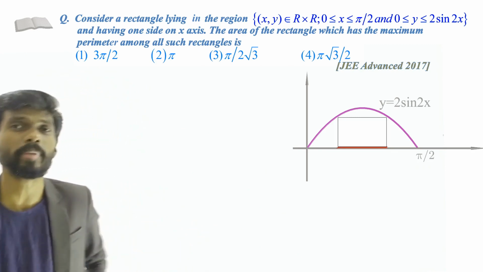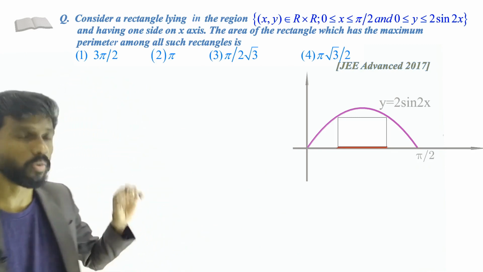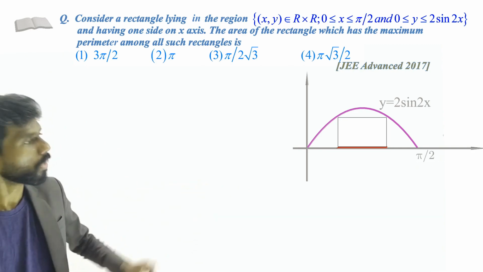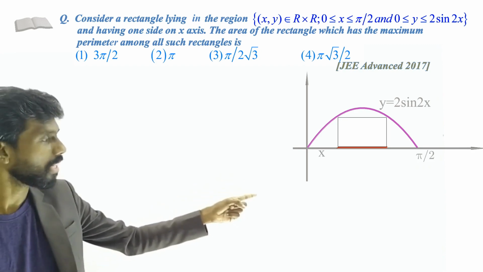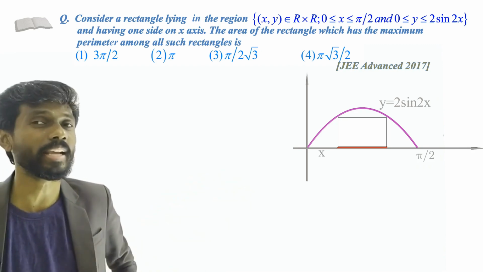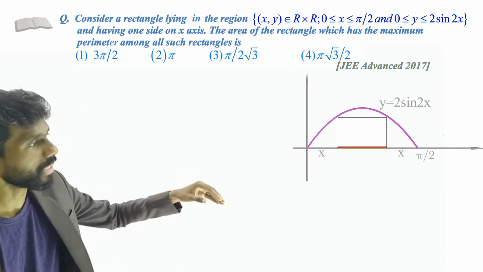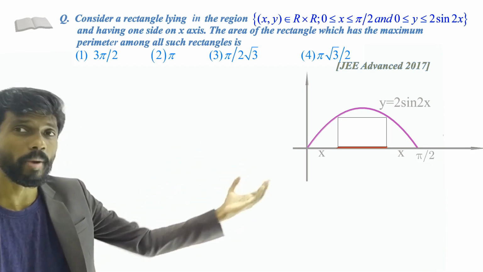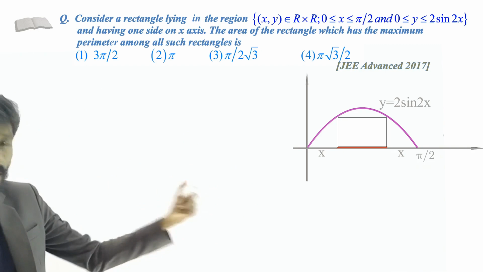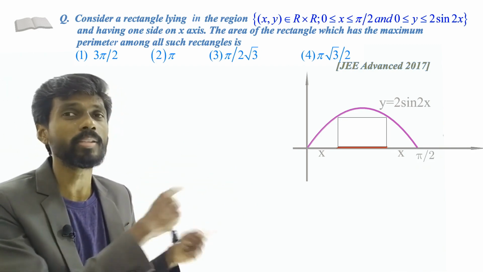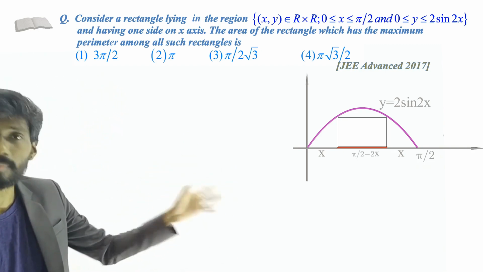Alright, so let us find the perimeter. That is the sum of all the four sides. Let us first find the base. Now the total distance is pi by 2. Let us take the distance of the vertex from the origin to be x. Then the other vertex is at the same distance x from pi by 2, by symmetry. So what is the total base length? That is pi by 2 minus 2x. That is the length of one of the sides of the rectangle.